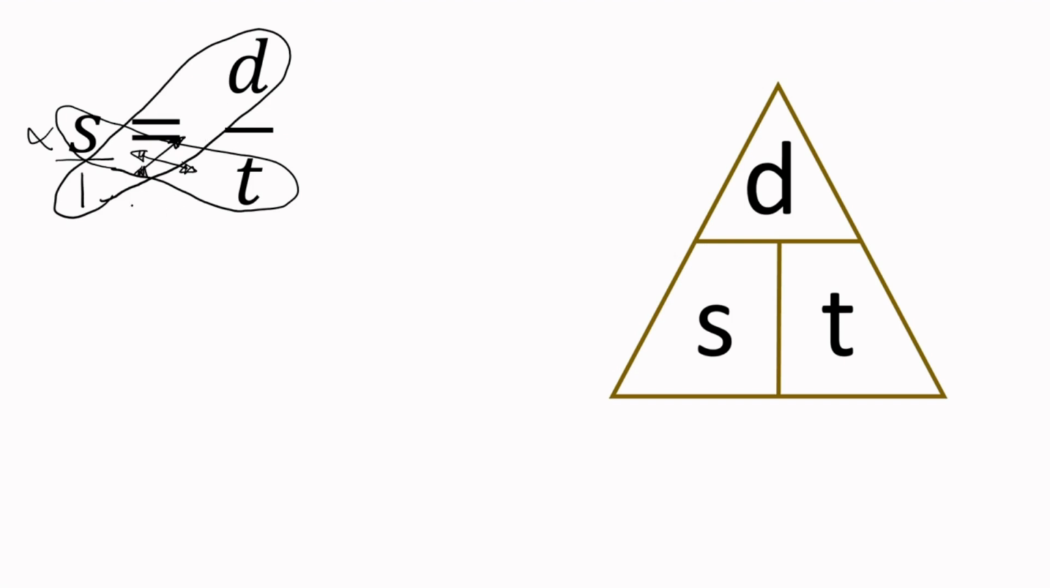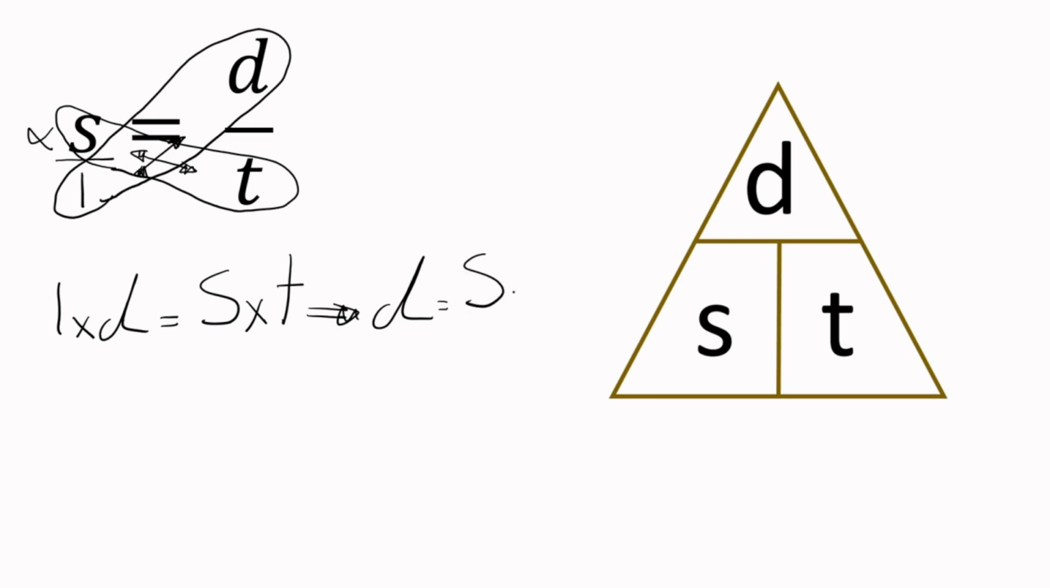Okay, let's start with this one. 1 times d is equal to s times t. 1 times d will be d and s times t will be s times t. This is the formula that I'm going to use for calculating distance. And for calculating t, as I told you, you can change the position of d, you can change the position of s and t freely. Diagonally, you can change the position.